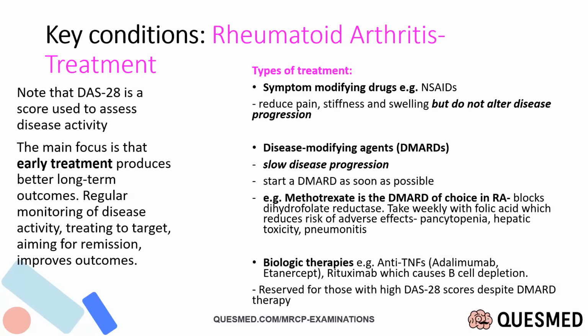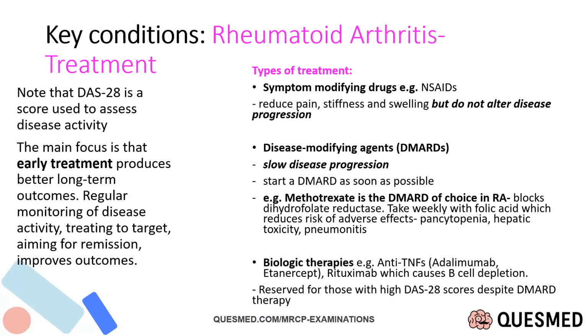We love methotrexate, it's our first line choice, and it works by blocking dihydrofolate reductase. It's super important that you tell patients to take weekly with folic acid, because that reduces the risk of firstly side effects for them, like nausea, vomiting, GI upset, but it also reduces their risk of getting pancytopenia, hepatic toxicity, and pneumonitis, which are the most common things to be aware of with methotrexate.